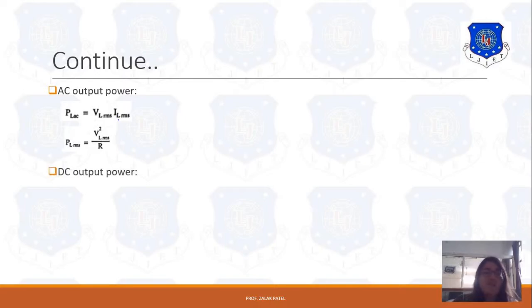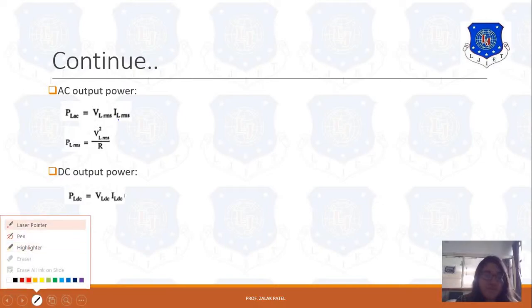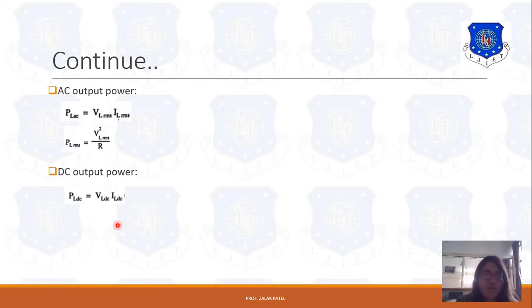Now if we want to find out the DC output power, then DC output power is again the multiplication of voltage and current. Here again, in place of current we put voltage upon resistance. So it will be VL DC square upon R. That means DC output power.